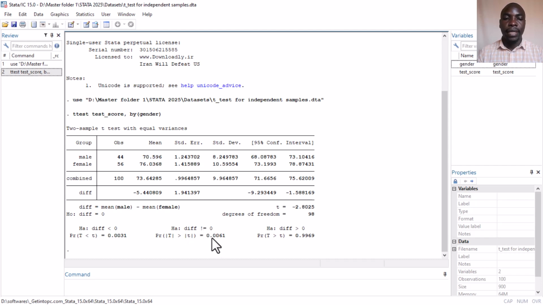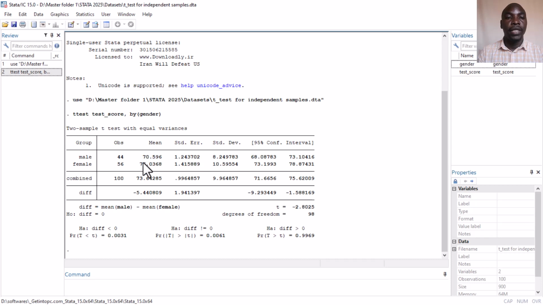And when we look at the p-value, it is less than 0.05, the usual alpha value, indicating that there exist statistically significant differences between the test scores of males and females. If we wanted to interpret the one-tailed hypothesis, that maybe the difference is less than 0 or the difference is above 0, that is the p-value we would interpret.